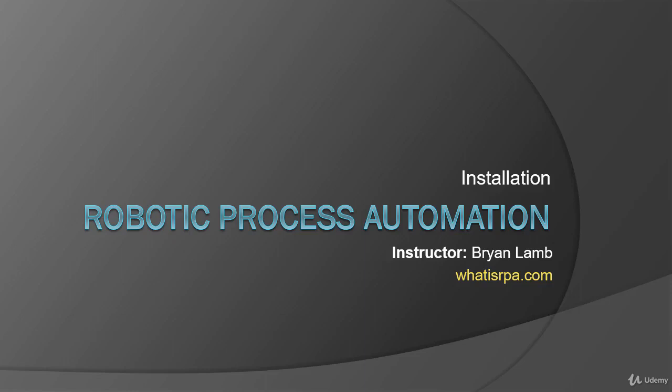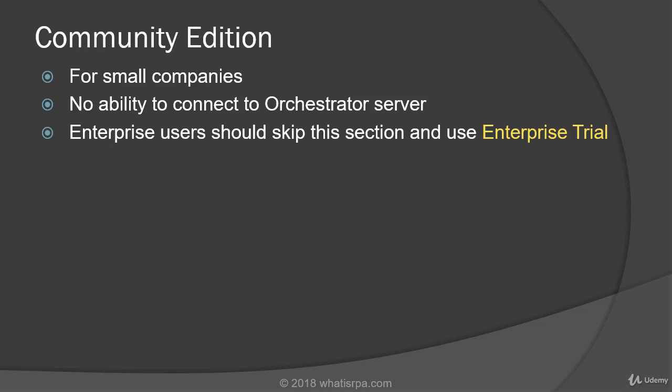So now we're finally at a point where we can install UiPath. I wanted to give you one quick warning though, that this first section talks about installing the Community Edition, and this is for small companies only because the Community Edition doesn't give you any ability to connect to the orchestrator server for scheduling your robots and aggregating logs and things like that.